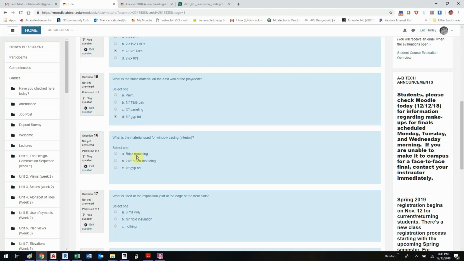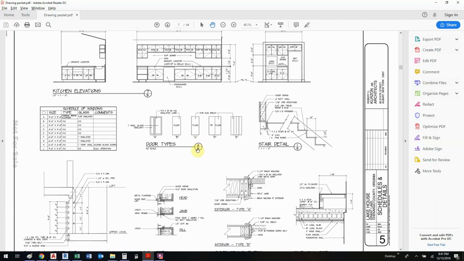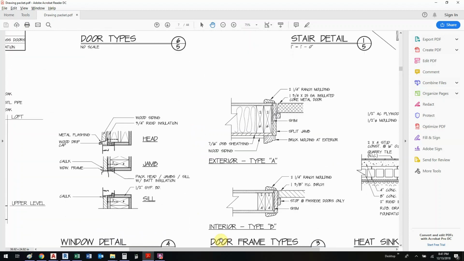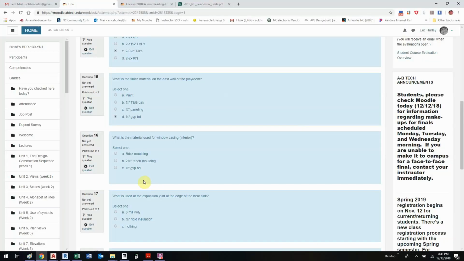What is the material used for the window casing interior? I've had a couple of people looking at the doors. Here's the door types, all right, and here are the windows. So this is outside, this is inside, and we don't have any casing in here. So the casing itself is 1/2 inch gyp board.